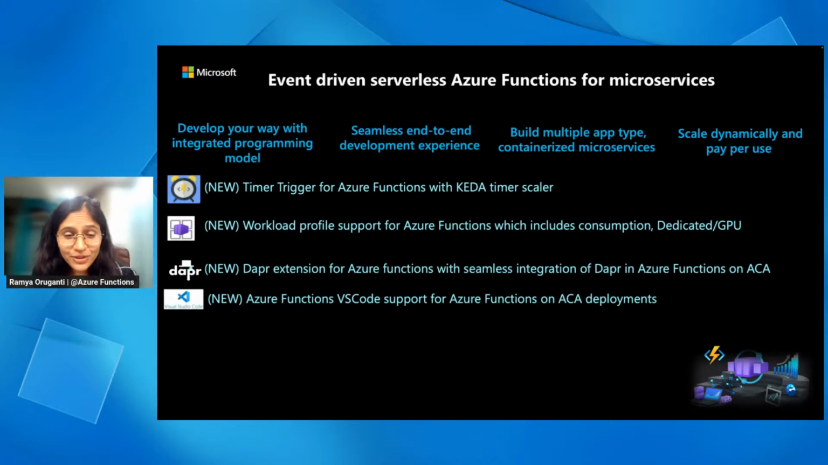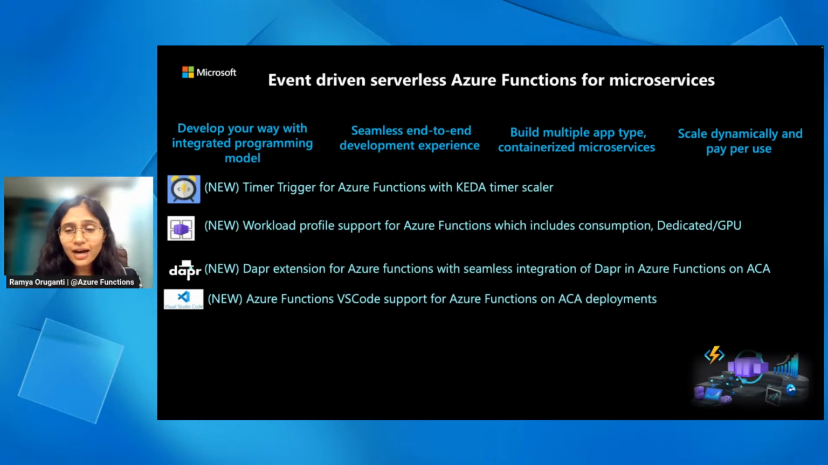Apart from this, the Dapr extension for Azure Functions is also released in public preview. This enables a seamless integration with Azure Functions on Container Apps, and enables users to build functions that react to events that are generated from Dapr or from external systems. It helps facilitate integrations between functions and other microservices as well, because Dapr provides those best practices for distributed microservices development, and you could leverage the Dapr extension with Azure Functions for that.